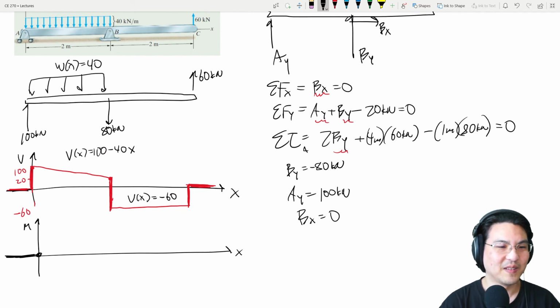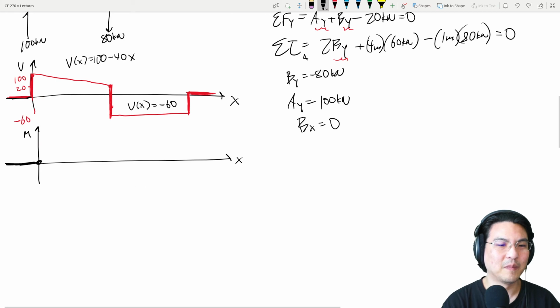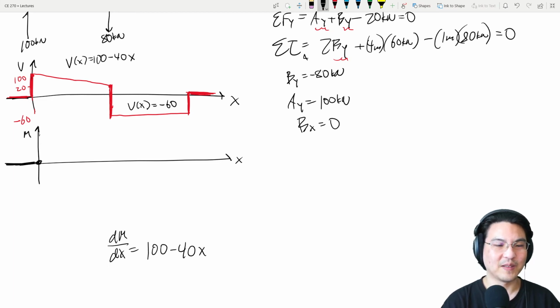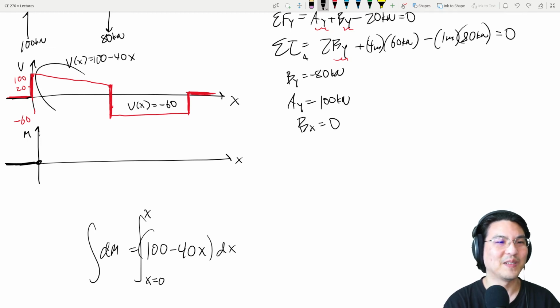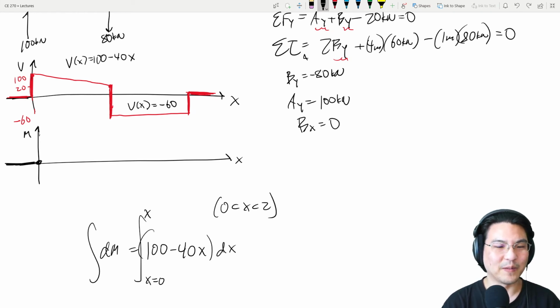And then there's no couples or anything showing up anywhere. So it's 0. Now, dm dx equals v. And from here to here, v is 100 minus 40x. Okay, so how do you solve this? Move dx over here, and then integrate both sides from x equal 0 to some other x, but definitely between 0 and 2. Right, from here to here is just between 0 and 2. So this has to be less than 2. And then m at x equal to 0 to some other m as a function.